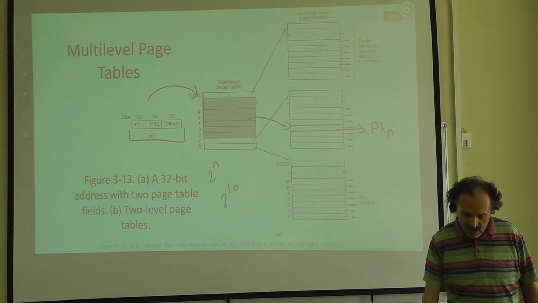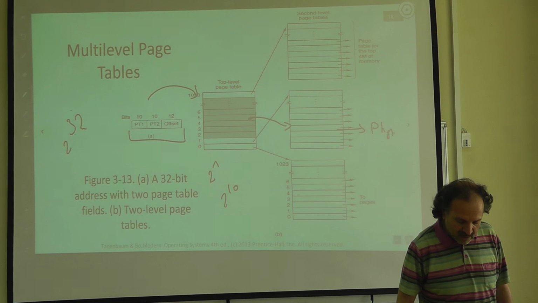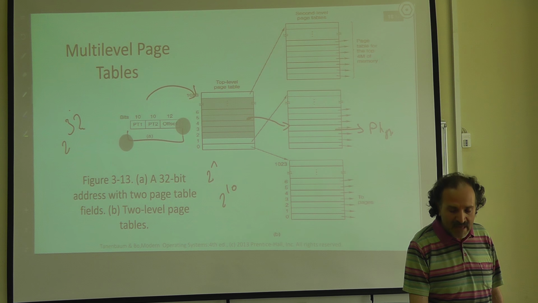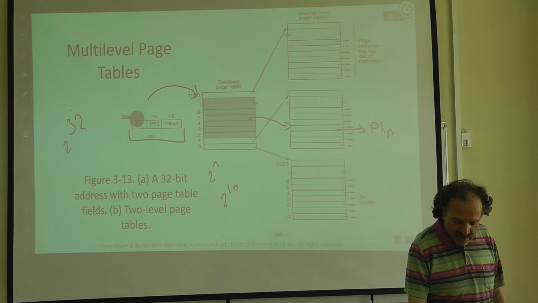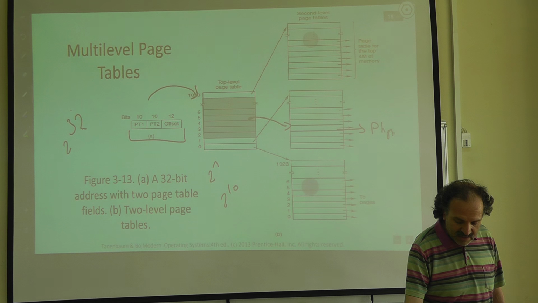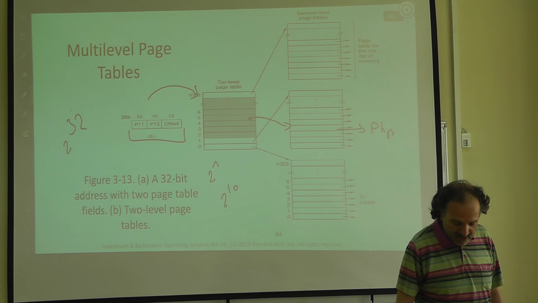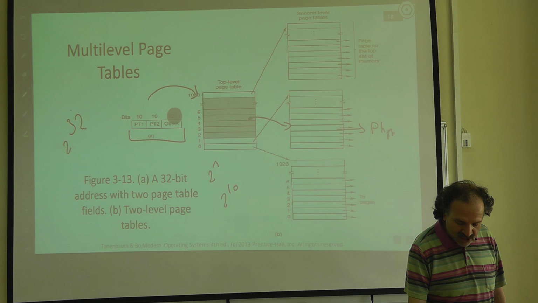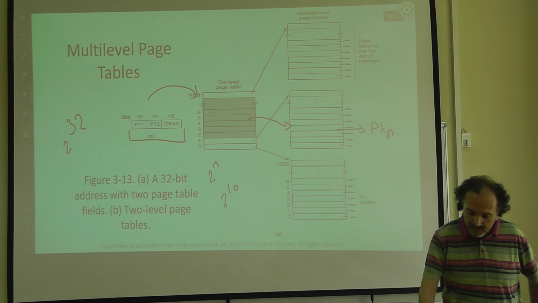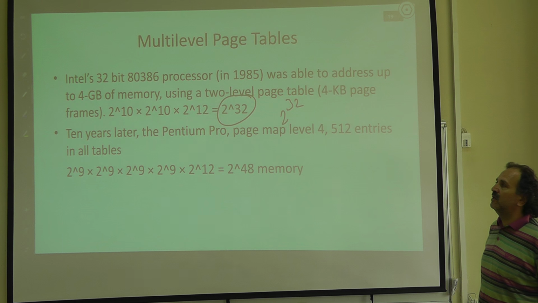I can address 2 to the power 32 addresses using this virtual address. But this address needs to be mapped. So using the first 10 bits, I make a lookup. Using this lookup, I make another lookup from one of these tables. And from that table, I get the physical page frame address and attach the offset to it and get the real physical address. So this is 4 gigabytes of virtual address space. It was very, very big in those days.